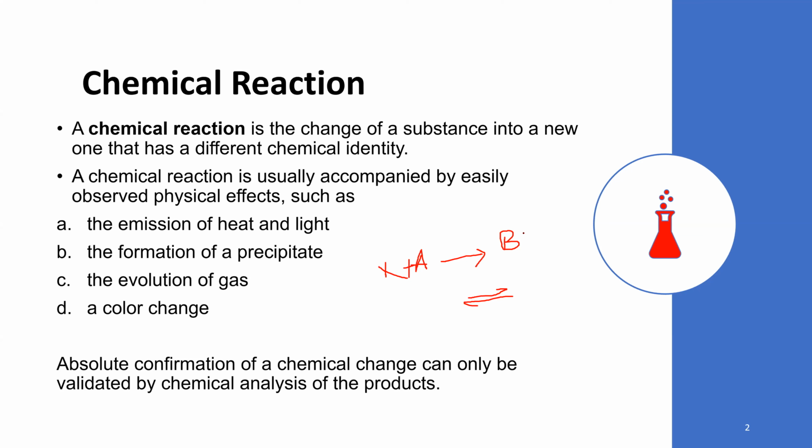A chemical reaction is usually accompanied by easily observable physical effects by which you can say that a chemical reaction is happening. Sometimes this is very visible, and sometimes you have to use other techniques to see what reaction has happened, and whether your reactant has converted into the product. But right now, we are keeping in mind the easier and more general perception, where you can observe the chemical reaction from the physical effect.